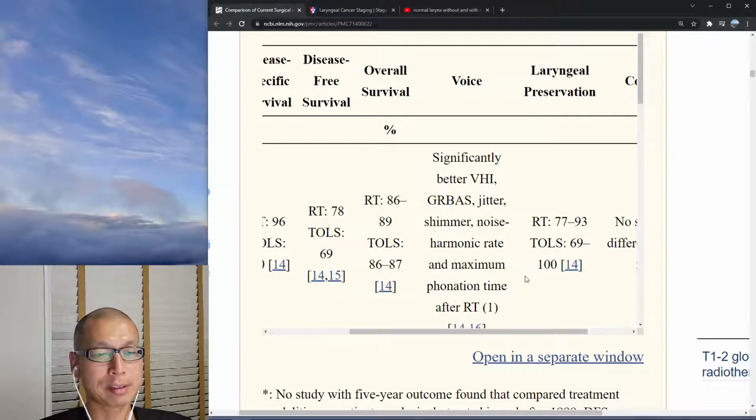And the reason is that if the patient fails laser surgery and the cancer comes back, they can always drop back to radiation therapy and try to fix it with radiation therapy. However, if you do radiation therapy first and it fails, generally the next step is a total laryngectomy, where you remove the entire larynx.